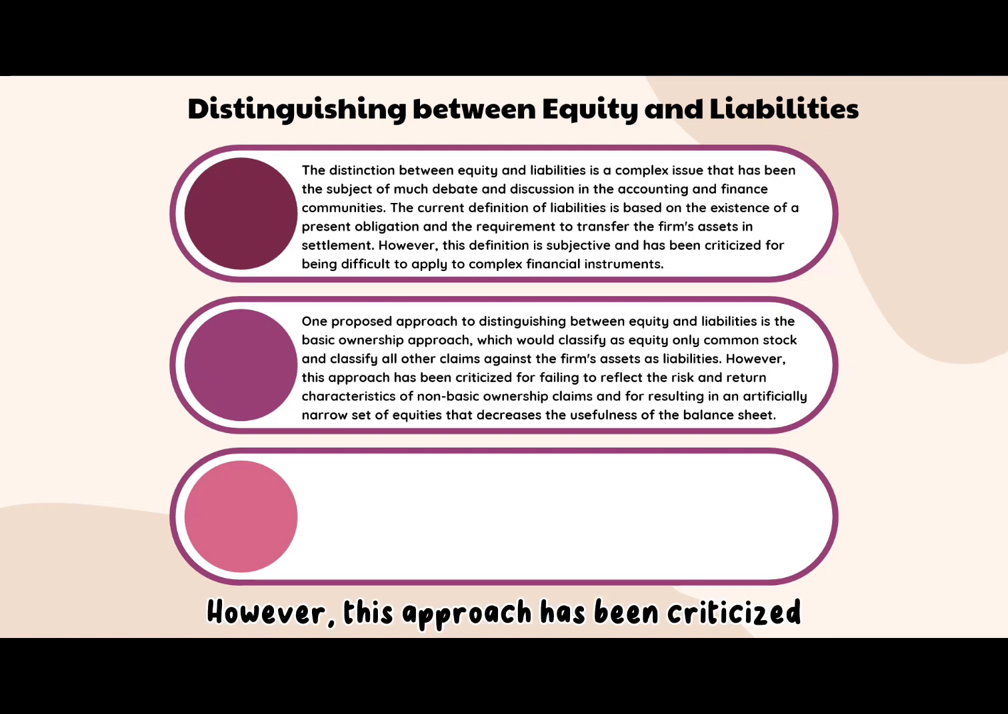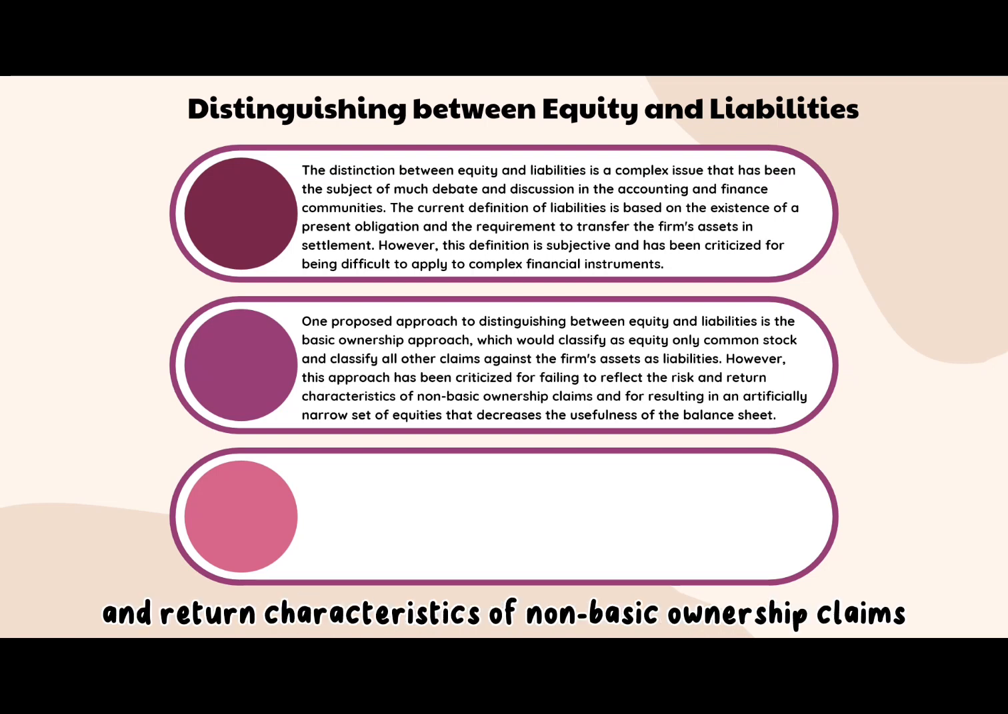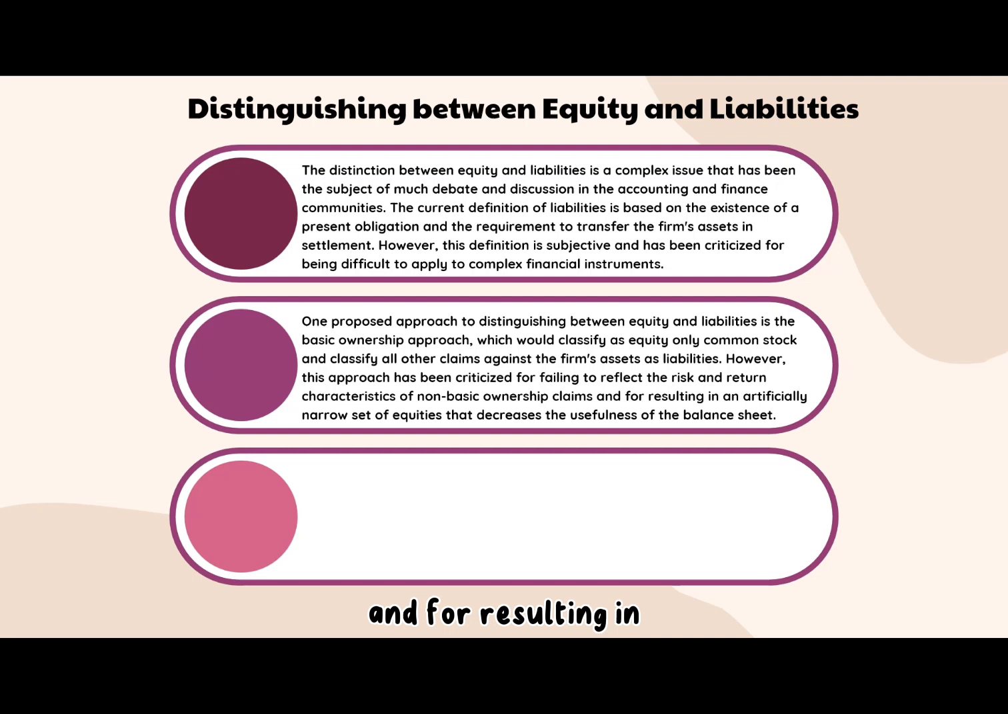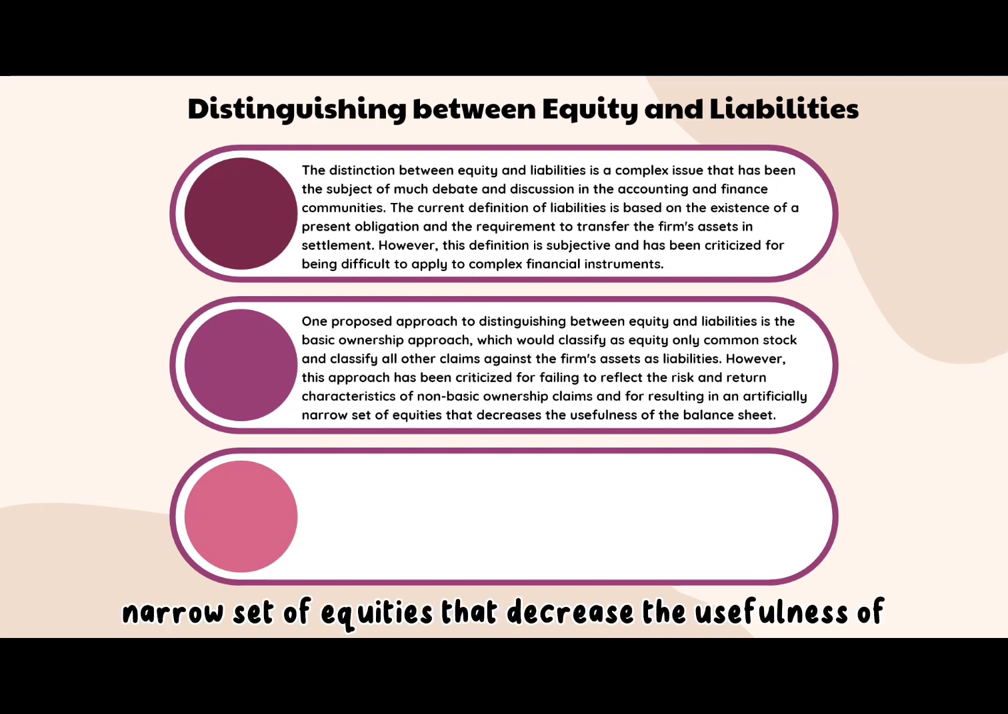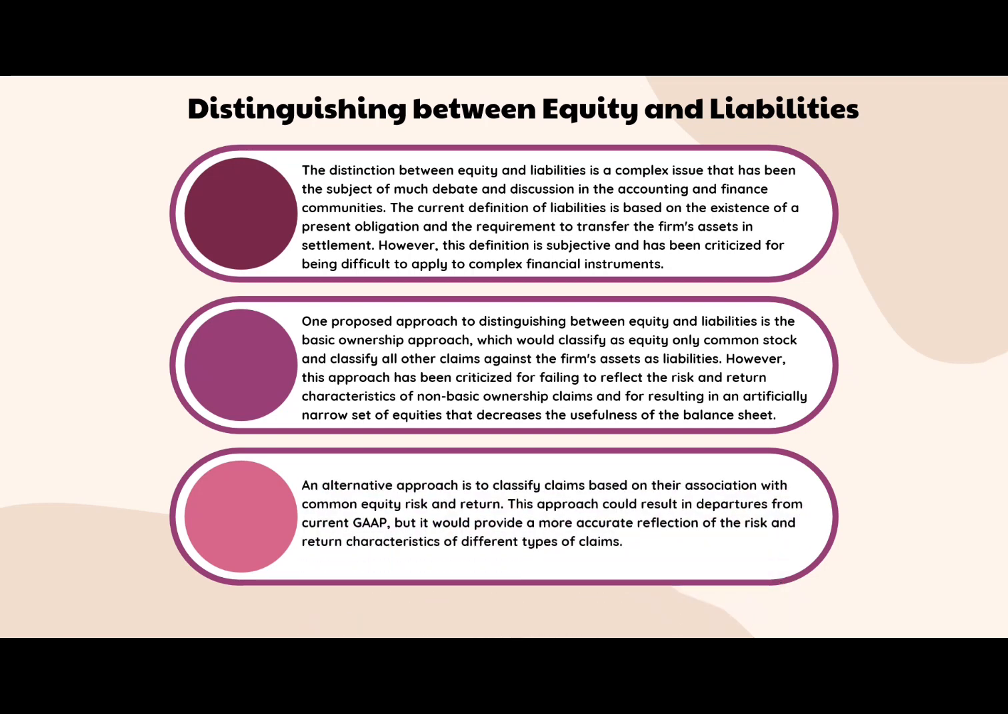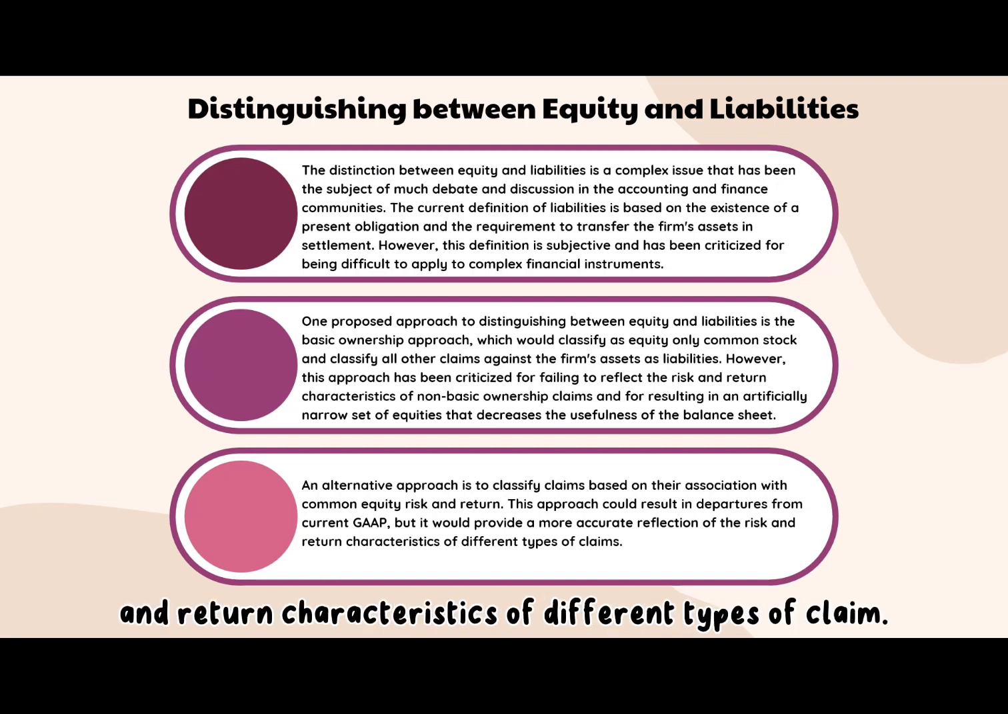However, this approach has been criticized for failing to reflect the risk and return characteristics of non-basic ownership claims and for resulting in an artificially narrow set of equities that decrease the usefulness of the balance sheet. An alternative approach is to classify claims based on their association with common equity risk and return. This approach could result in departure from current GAAP, but it could provide a more accurate reflection of the risk and return characteristics of different types of claim.